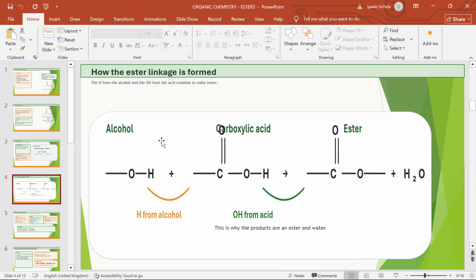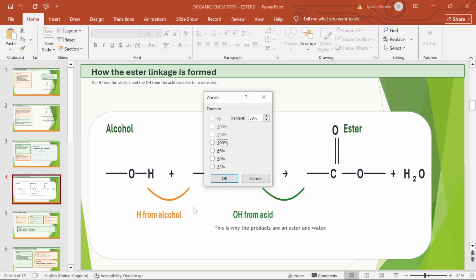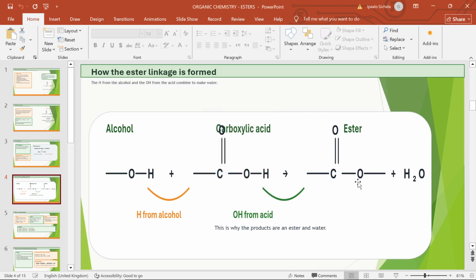So how is the ester linkage formed? The ester linkage is simply this one here, COO. So how is this ester linkage formed? When the alcohol reacts with the carboxylic acid, the ester linkage will be formed. So how is it formed? We know that the byproduct of esterification is water, right? So I'll first show you how water is formed, then how the ester linkage is formed.